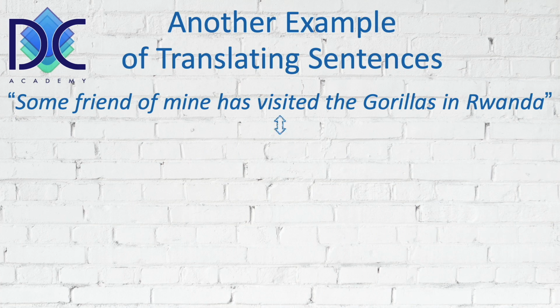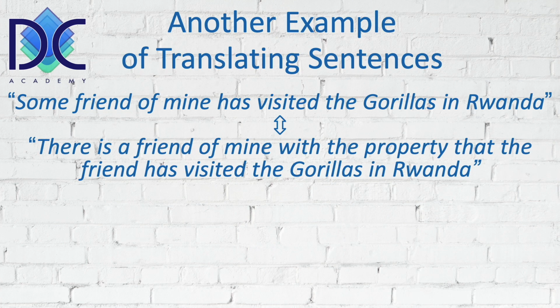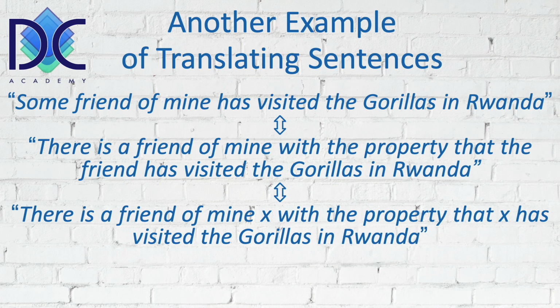So basically, this is a true statement, and we can translate this as: there is a friend of mine with the property that the friend has visited the gorillas in Rwanda. So now here we have the quantifier, there is a friend. The property, the predicate, is in fact that the friend has visited the gorillas in Rwanda. And we can continue with this, and we can put the variable in there. We can say there is a friend of mine, X. X is the indication of the friend, with the property that X has visited the gorillas in Rwanda.